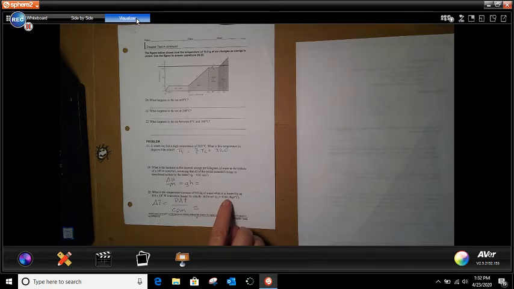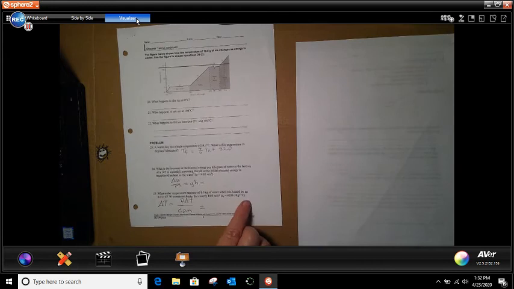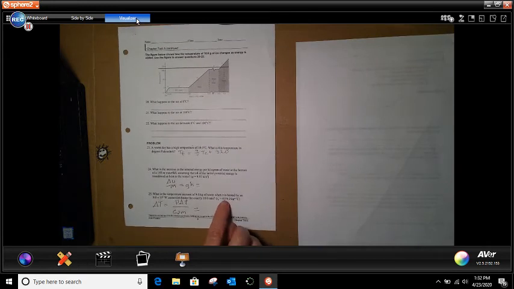Well, your CP is this here, and your M is this. That's the mass, and that's all you have to do. So I don't think this test is going to be very hard at all.